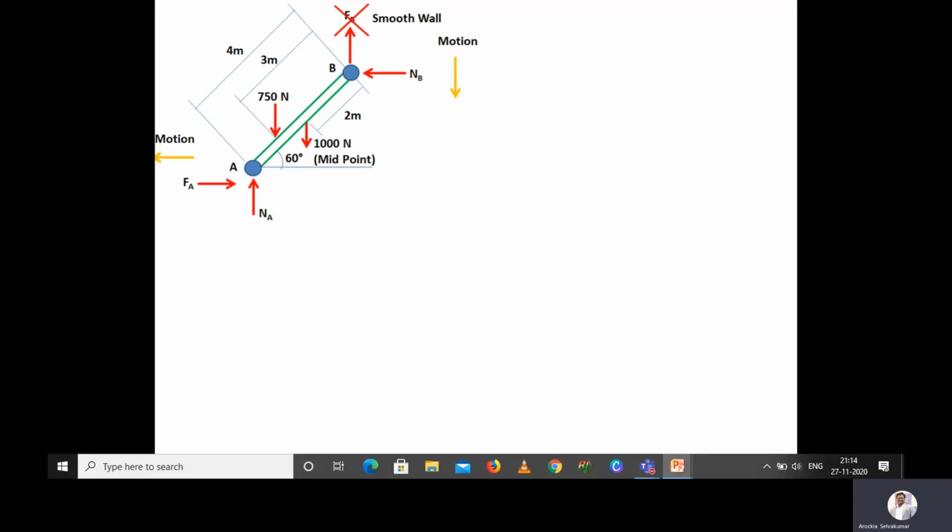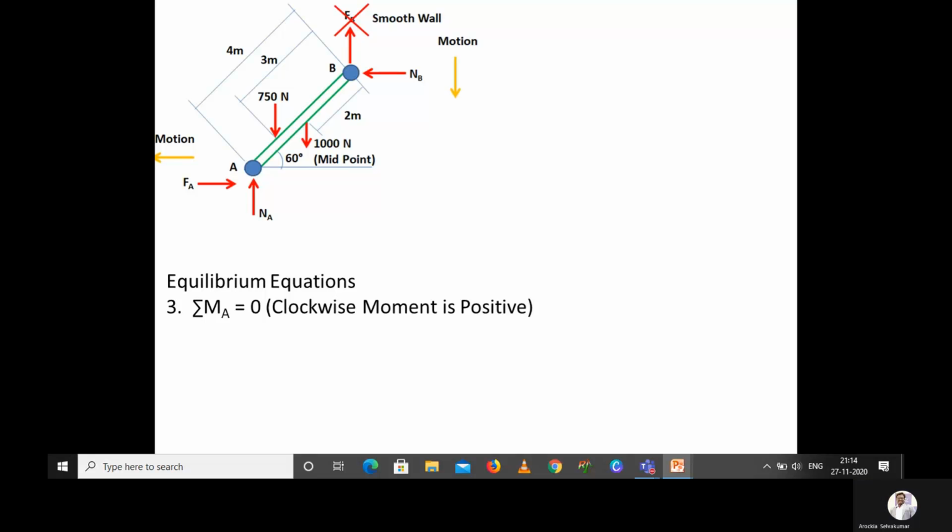Again I have a diagram. Then I'm going to the third equilibrium equation, that is summation of moment at any one point is equal to 0. Here we are taking with respect to A. So summation of moment about A is equal to 0. And you know very well that we will assume that clockwise moment is positive. In this free body diagram, with respect to A, I am going to show what forces are going to create a moment.